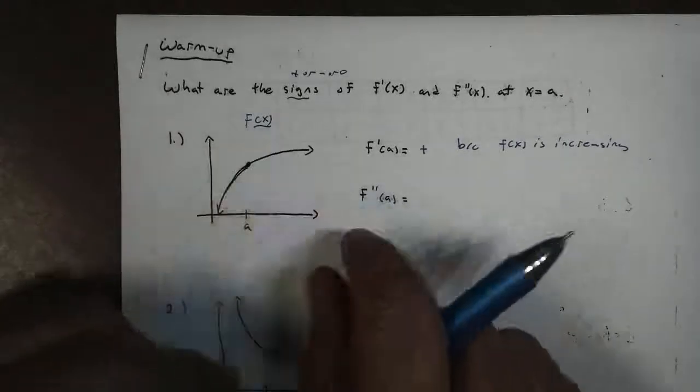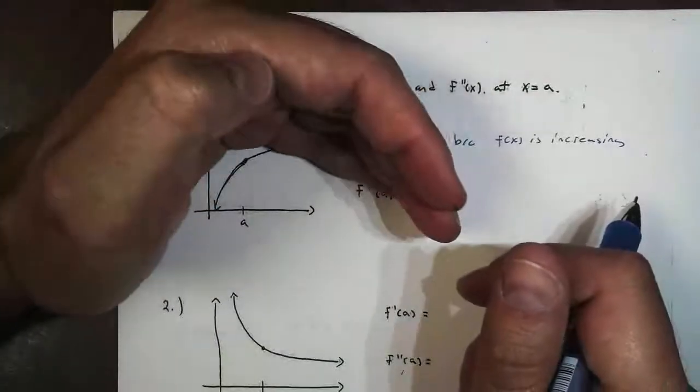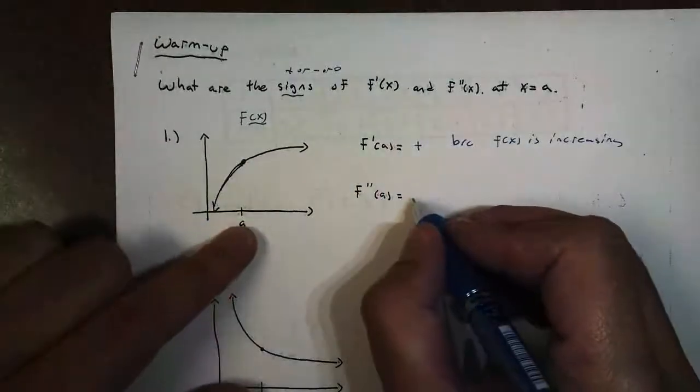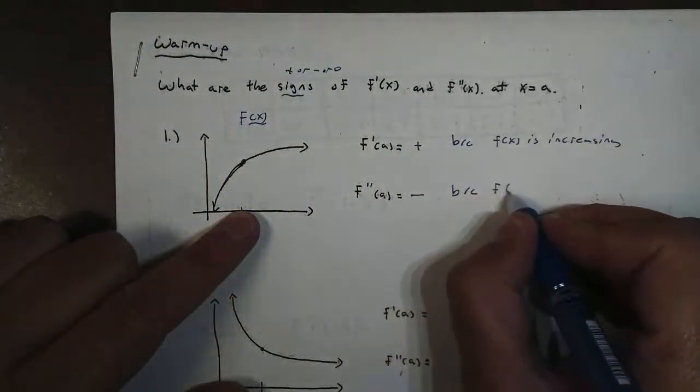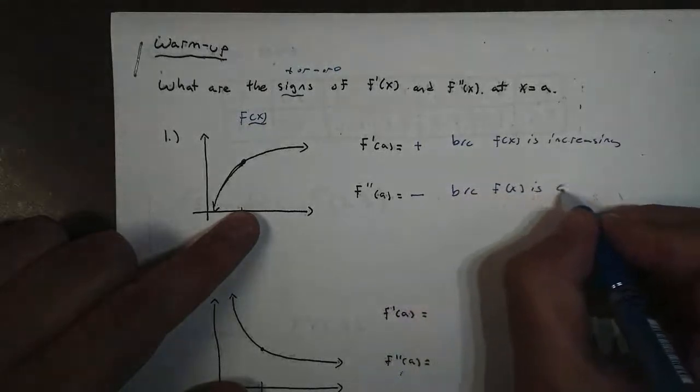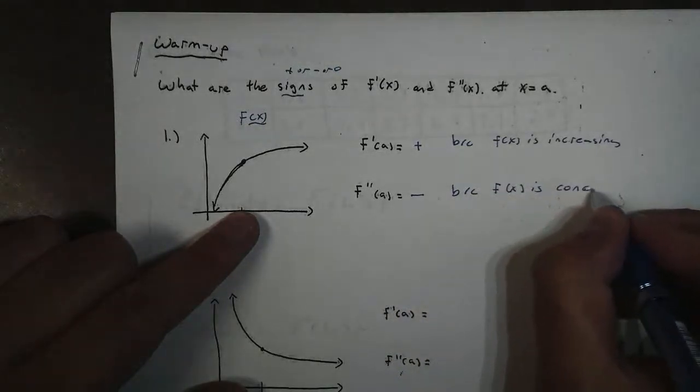What about concavity? Well, if I look at it, this is concave down. This is opening down. So that means the second derivative has to be negative, and that is because the function is concave down at that point.